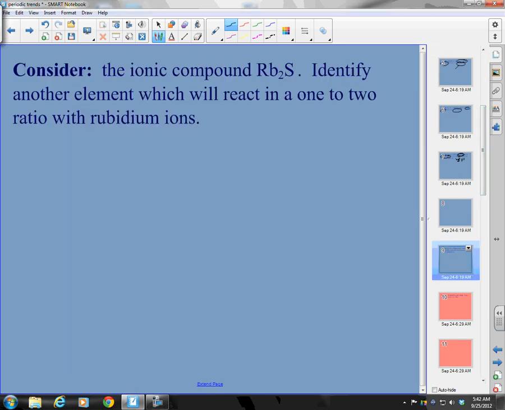Here you go. Consider the ionic compound rubidium sulfide. Identify another element which will react in a 1 to 2 ratio with rubidium ions. Okay, pause me. When you have an answer, bring me back.